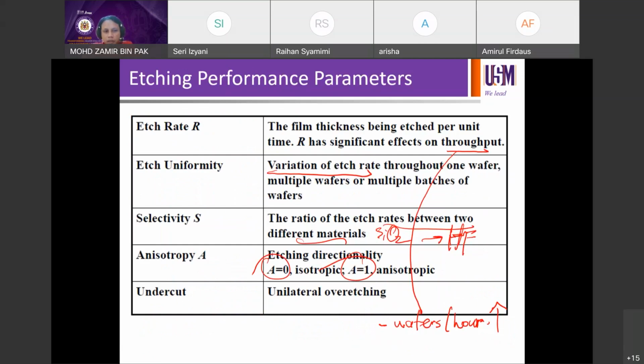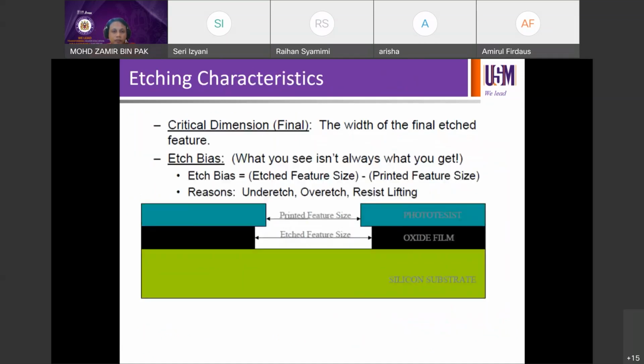Then the next one is undercut. Undercut we have also discussed yesterday.